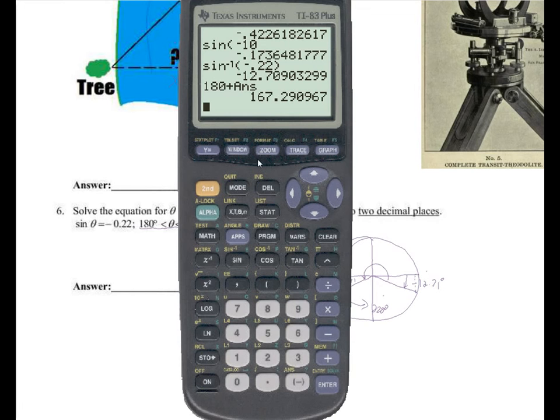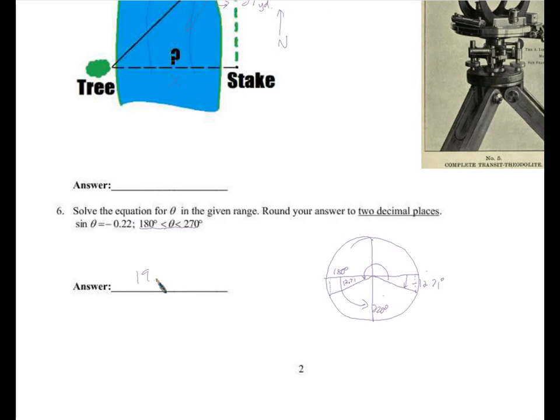167.29. Oh, this is negative. That's not going to work. So let's see. We'll just take this guy here, which is negative, so we'll make it negative. All right, so that's going to make it a positive 12.709 degrees. We'll add that to 180. And there we have it, 192.71. 2.71 degrees.